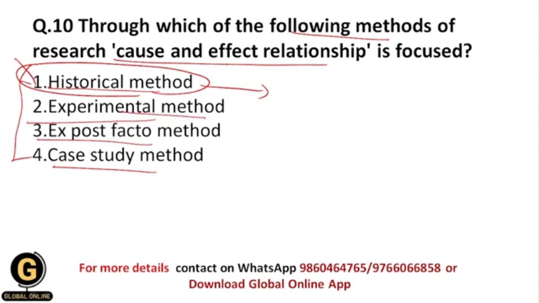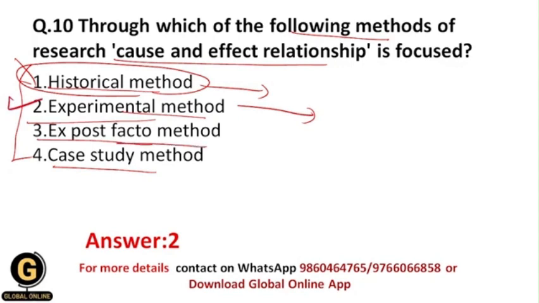In the experimental method we are going to do the study in a controlled environment. We are going to assess the relationship between the variables, that is independent and dependent, and for that we are going to manipulate the independent variable and we are going to see their effects on the dependent variable. And that's why in the experimental method only you are going to focus upon the cause and effect relationship between the variables, because here you are going to test their relationship, whether there is any relationship or not. And that's why the correct answer to this question is second, that is experimental method.